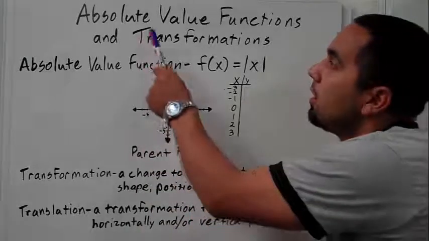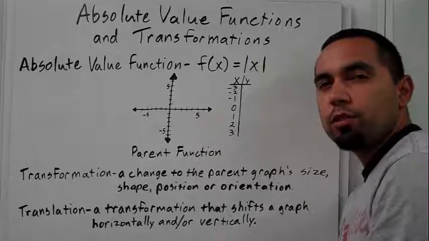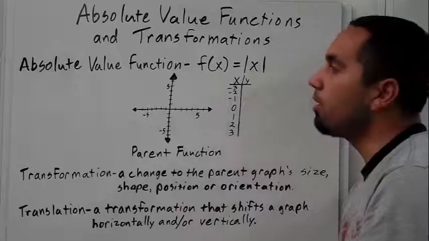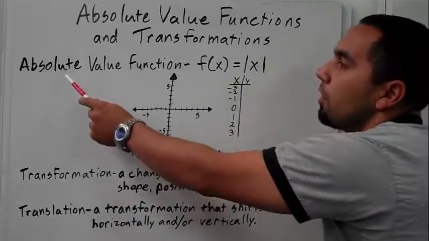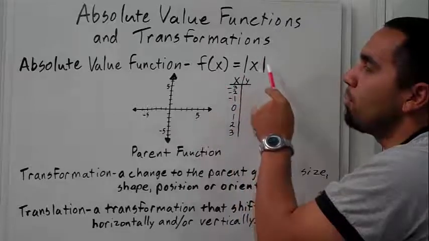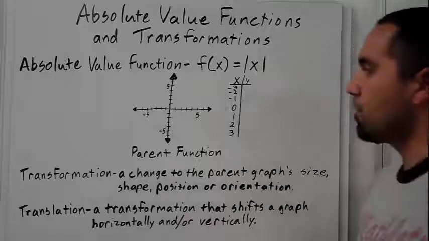Okay, so this is absolute value functions and transformations. So we've seen absolute value equations. Now we're going to graph them since we've been graphing regular lines. So first off, an absolute value function looks like this: f of x equals the absolute value of x. And we call this the parent function.